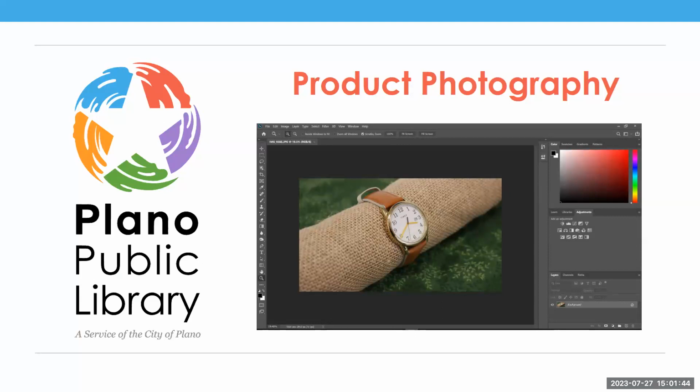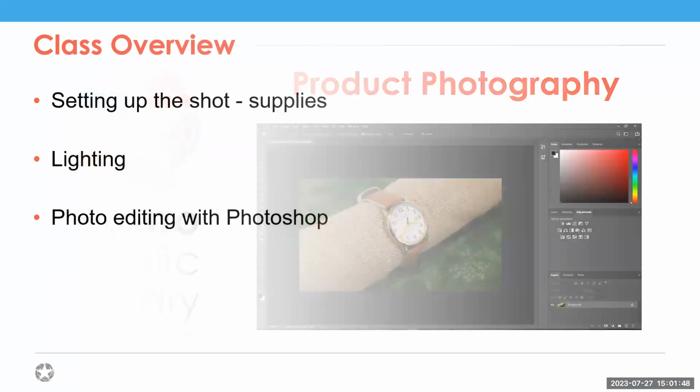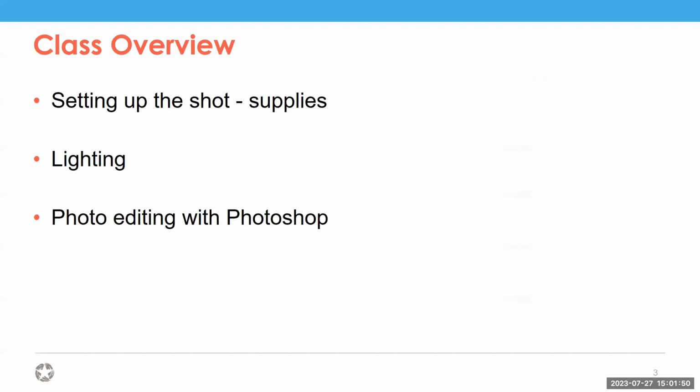So of course, we're going to be talking about product photography today. A quick class overview. We're going to discuss setting up the shot and the supplies that you will need. We're going to be talking about what you will need by means of lighting and also how to photo edit with Photoshop.